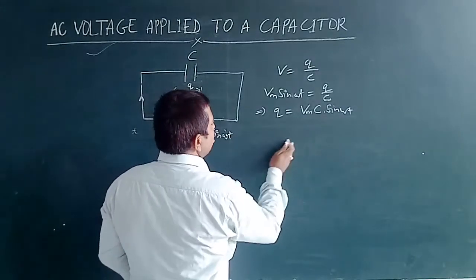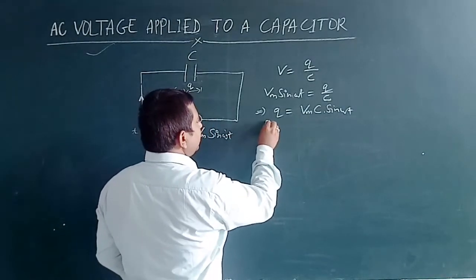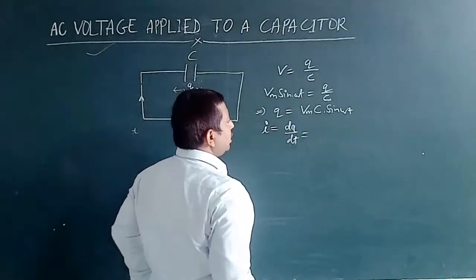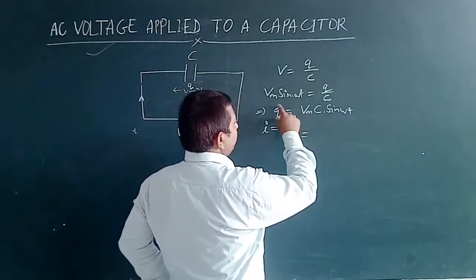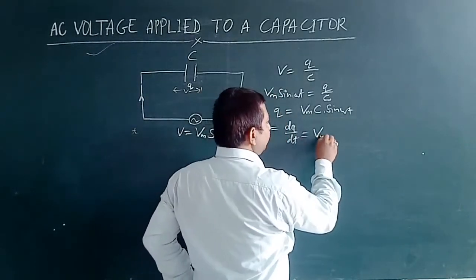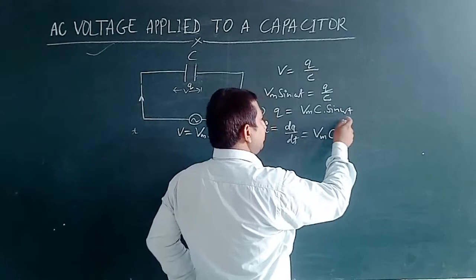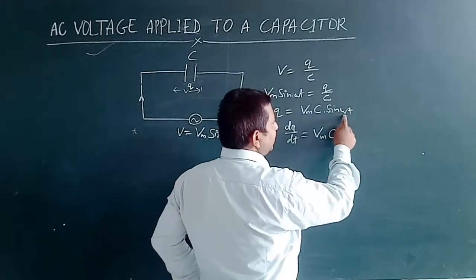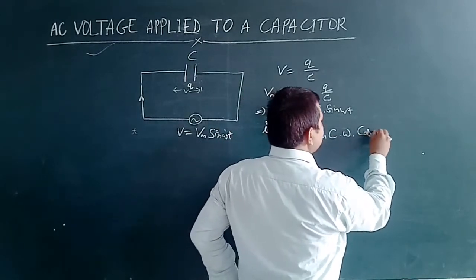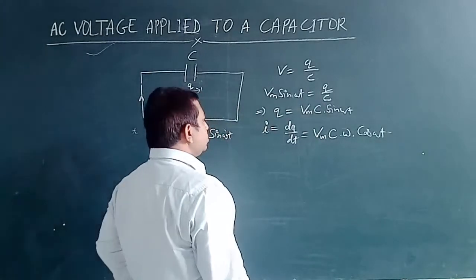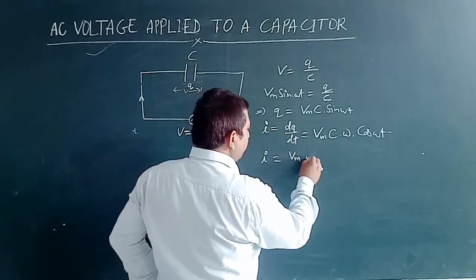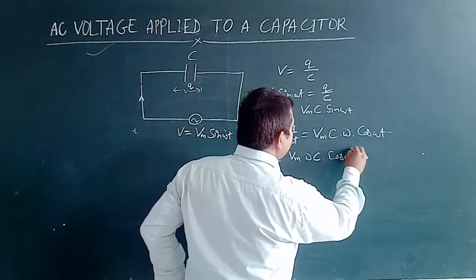So if we differentiate this equation, then we get I flowing through the circuit. So I is equal to dq by dt. We differentiate this with respect to time, then we get Vm C, and the differentiation of sine omega t is cos omega t, and differentiation of omega t is omega. So omega comes outside, and this becomes cos of omega t. Okay, so this becomes I is equal to Vm omega C cos of omega t.